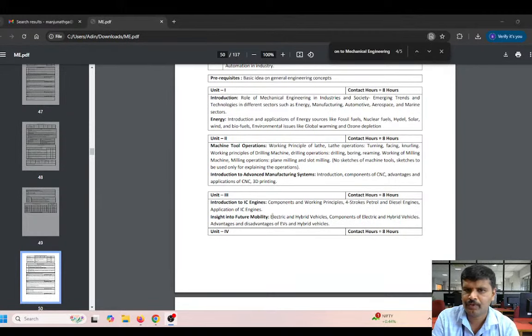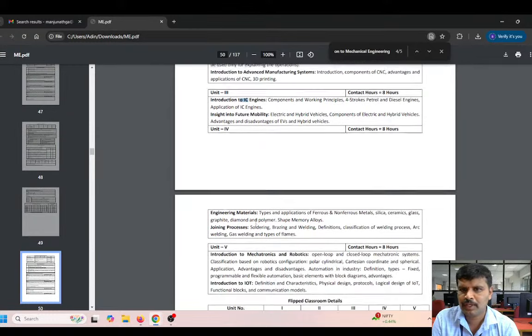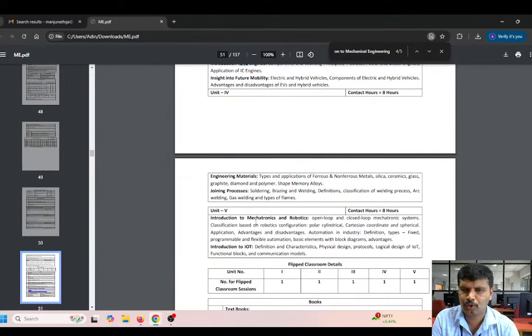Right now, whatever we can see is the internal combustion engine, coming to bikes, motors, or cars, everything. But now this IC engine is being replaced by EVs or hybrid vehicles. So in unit 3, we're going to clearly know what the internal combustion engine is and the future mobility.